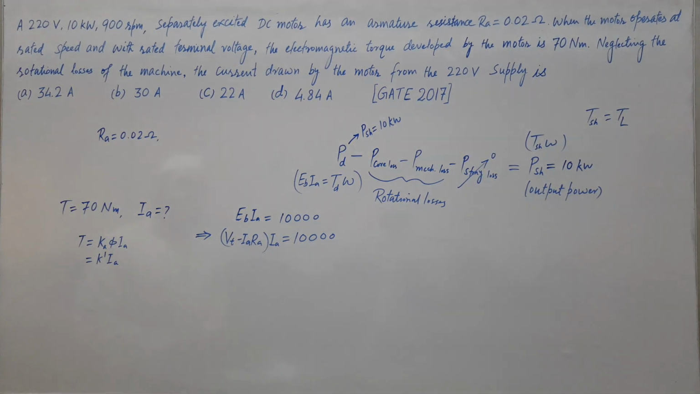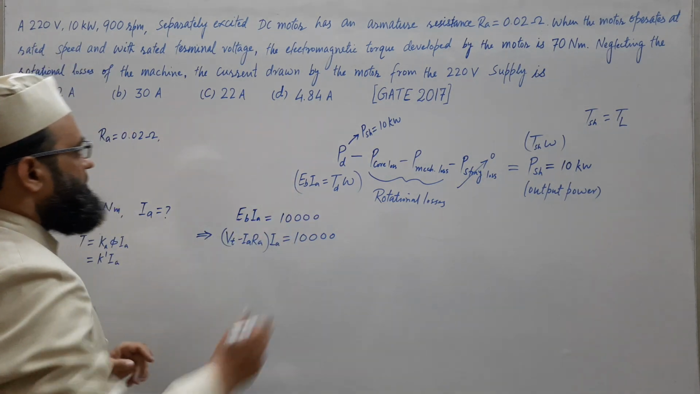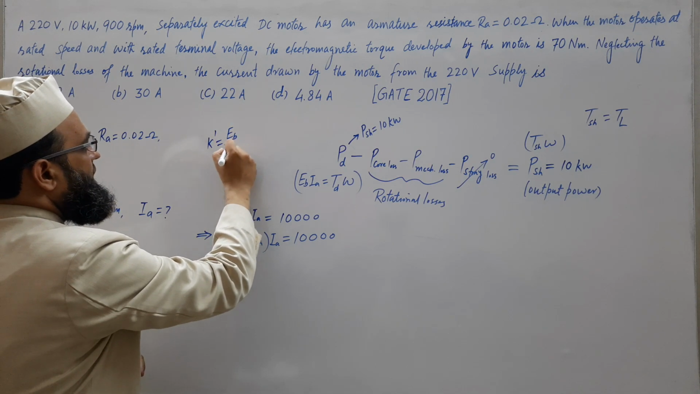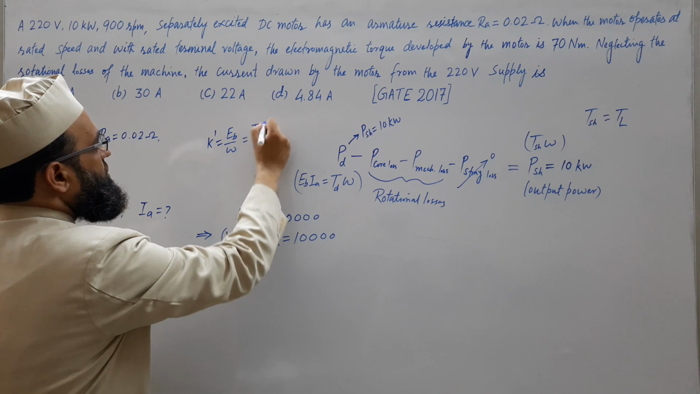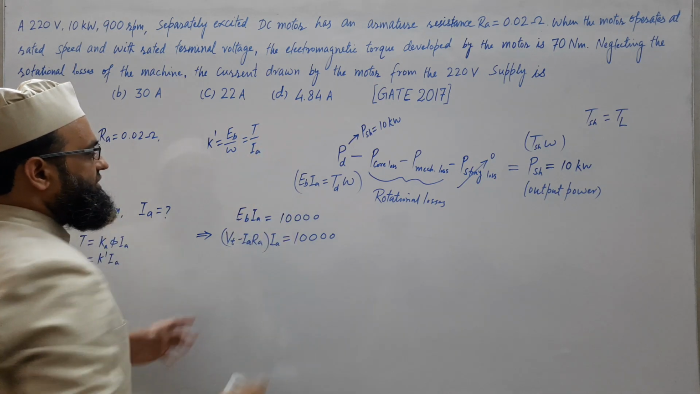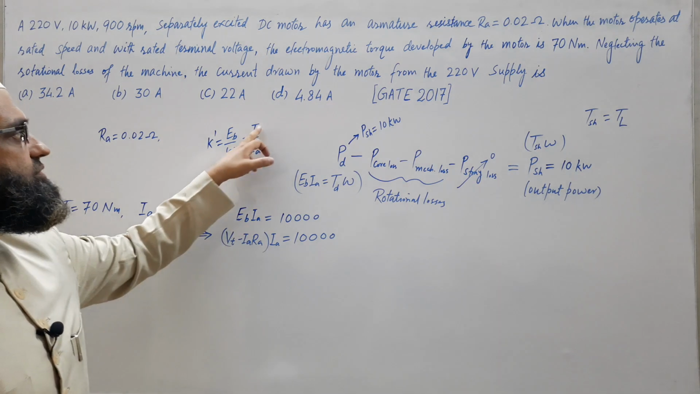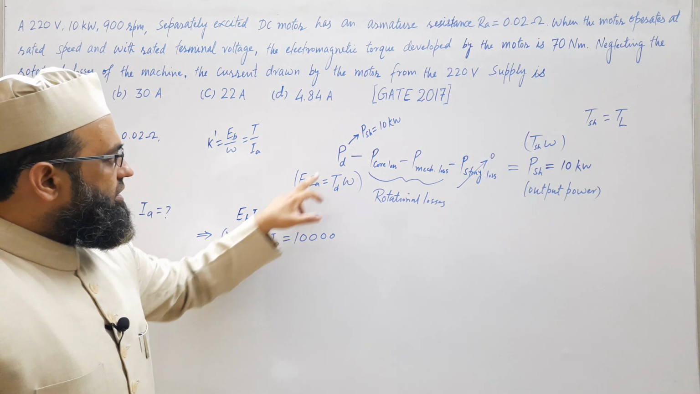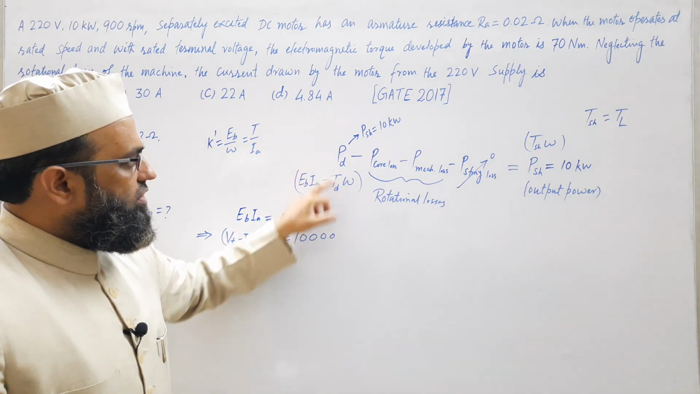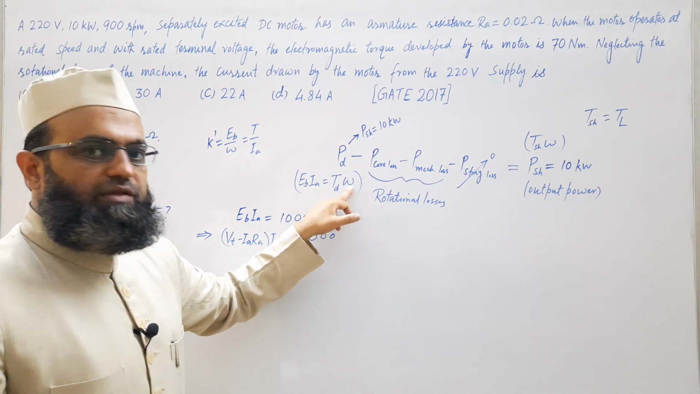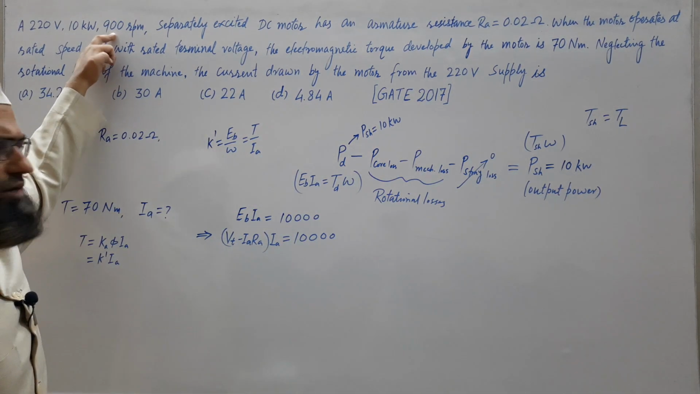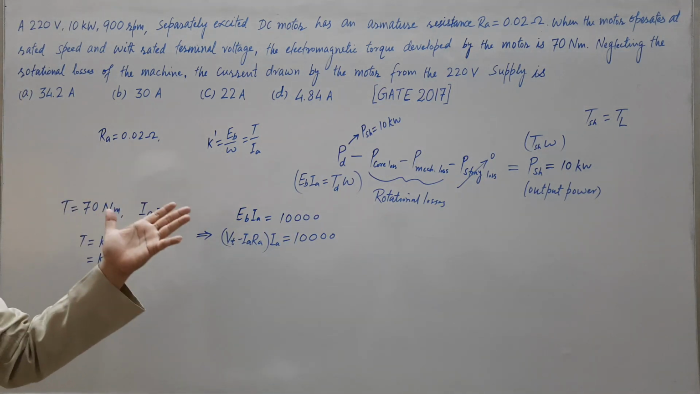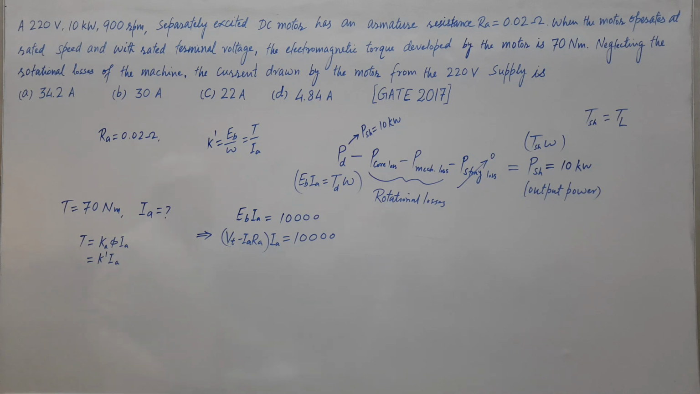Once Ia is known, try to get torque, because we know that K dash can be obtained by knowing either Eb and omega, or torque and Ia. So once Ia is in front of you, try to search torque. This power is torque times omega. So power is known, so torque can be obtained by obtaining omega, and omega is rated in RPM, just convert it into radian per second, that's it. Now you will get K dash.